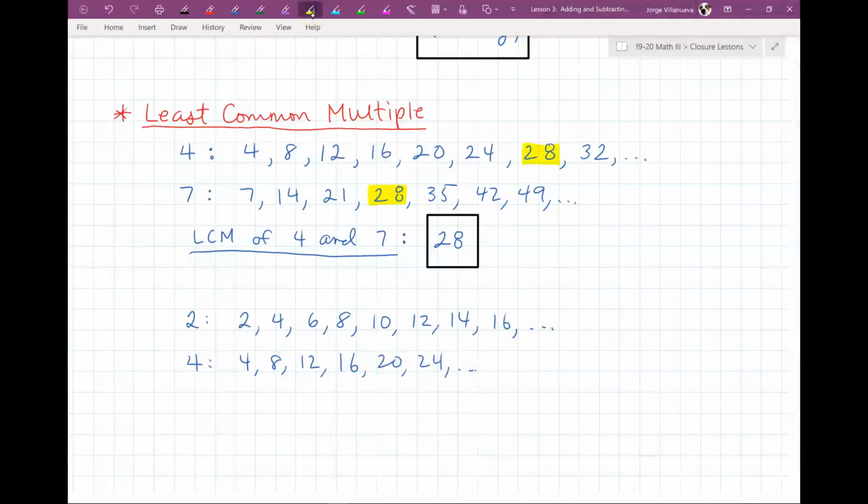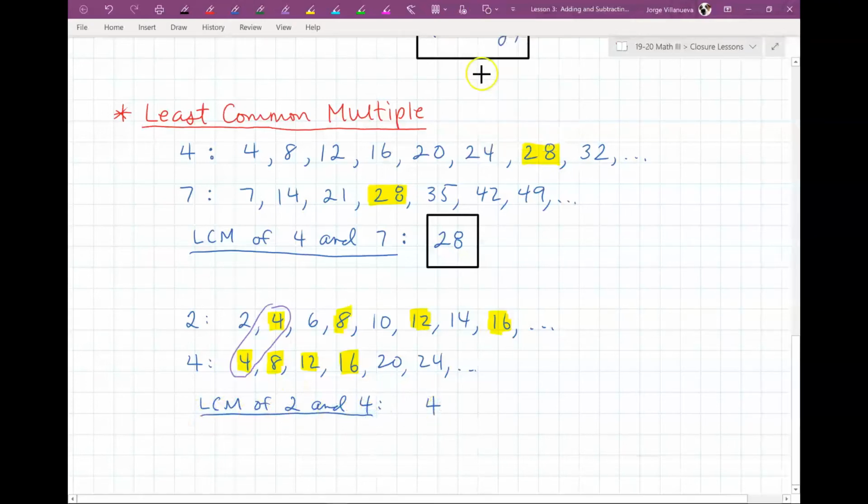You're going to notice that they match at 4, they match at 8, they match at 12, they match at 16, etc. They match many times. But when they say what's the least common one, well, they have a lot of common ones, but the least one, meaning the smallest one, is this one. So that's why we would say that the LCM of 2 and 4 is 4.